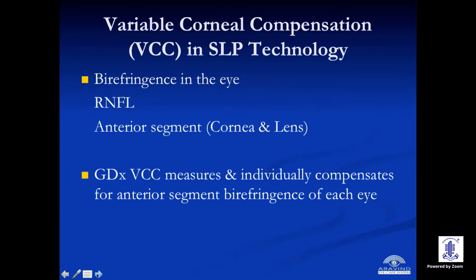So what is VCC? Apart from the retinal nerve fiber layer, the cornea and, to a certain lesser degree, the lens and vitreous also have birefringent properties, and a compensator accounting for these components has been incorporated into the GDX. Before the development of the fourth generation GDX VCC, the scanning laser polarimeter device used a fixed compensator.